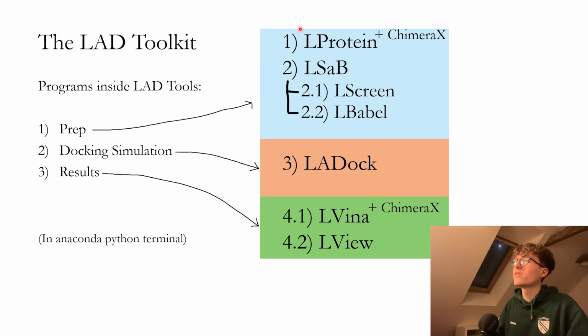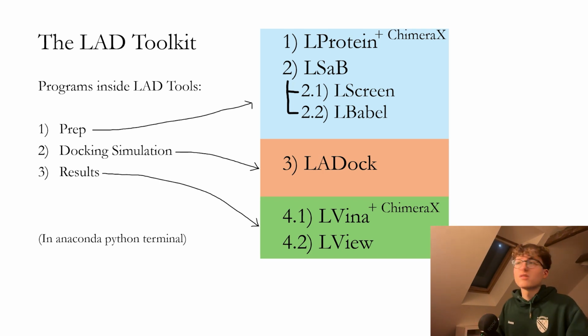And if you're wondering what this L stands for, it's for lightning. So Lightning Protein, Lightning SAB, Lightning Screen, Lightning Babel, Lightning AutoDock. So it's just to abbreviate so you don't need to spell it all out in the terminal when you're using these scripts. And Lightning, of course, because it's really fast. It's much faster than the native AutoDock Vina.